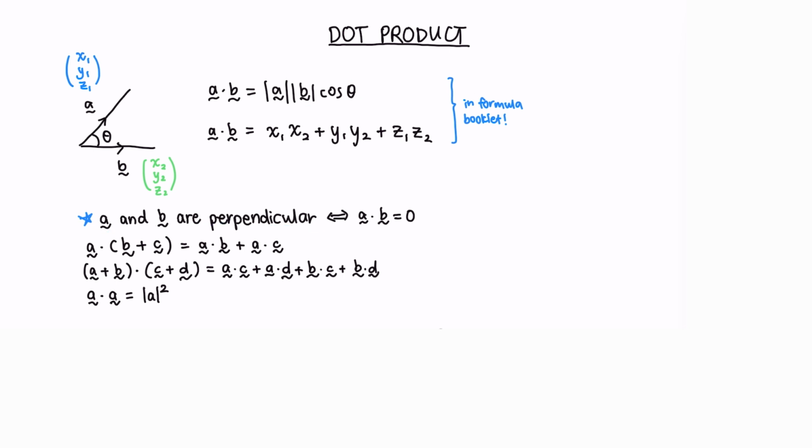Now I have a few more properties that I want you to note. A dot (B plus C), with this bracket over here, we just distribute it properly. We have A dot B plus A dot C. So it's just like your rainbow expansion, but instead of a multiplication sign, we have a dot sign. Same with this, what we get is A dot C plus A dot D, and then plus B dot C plus B dot D. So this is very similar to your rainbow expansion, just with a dot sign instead of a multiplication sign. And finally, A dot A will be equal to mod A squared.